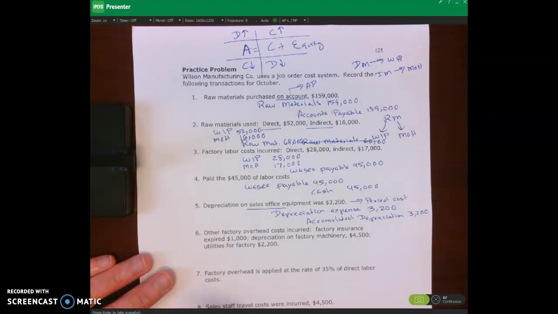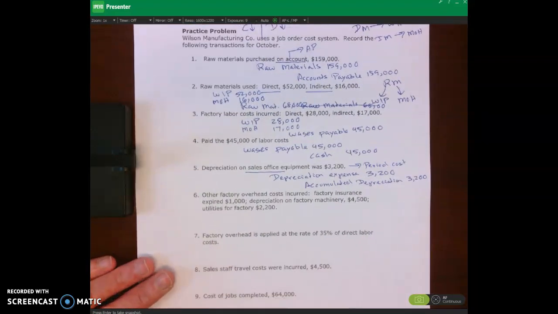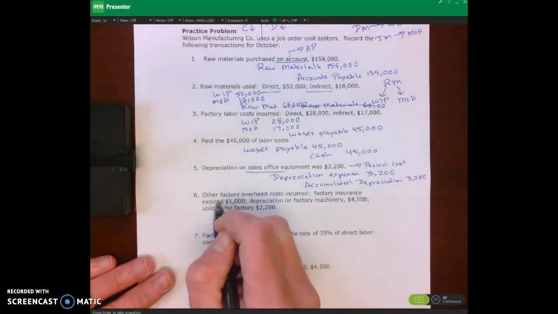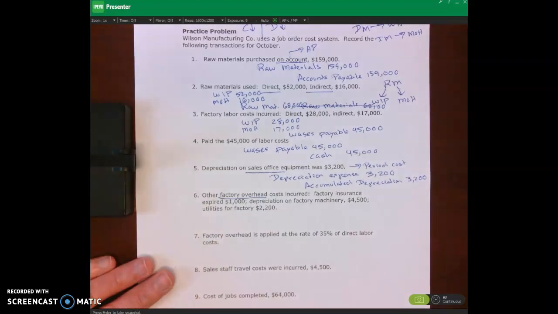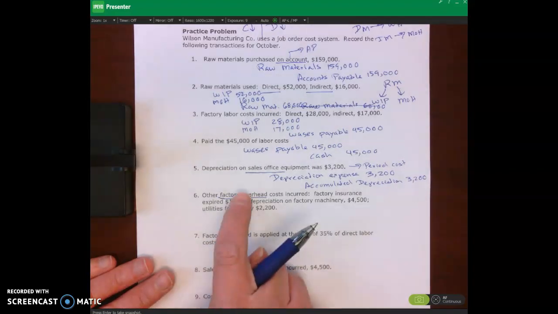Okay? Let's look at this next one. Other factory overhead costs incurred. Factory insurance expired, $1,000. Depreciation on factory machinery, $4,500. And then utilities for factory, $2,200. The key word is factory. What that's telling you is that this is manufacturing overhead. This is not a period cost. This is manufacturing overhead.